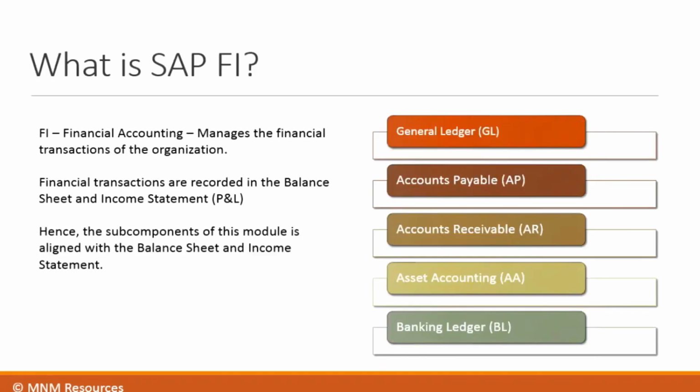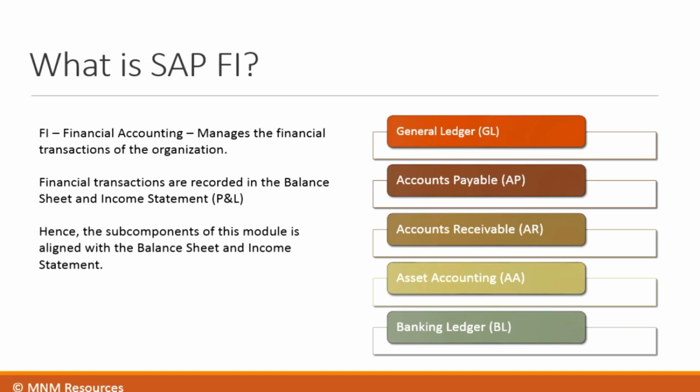Let's look at what is SAP FI. The FI acronym comes from the financial accounting module of SAP. So financial accounting manages the financial transactions of the organization. As you know, financial transactions are recorded in the balance sheet and income statement of an organization. So the subcomponents of this module are aligned with the balance sheet and income statement.